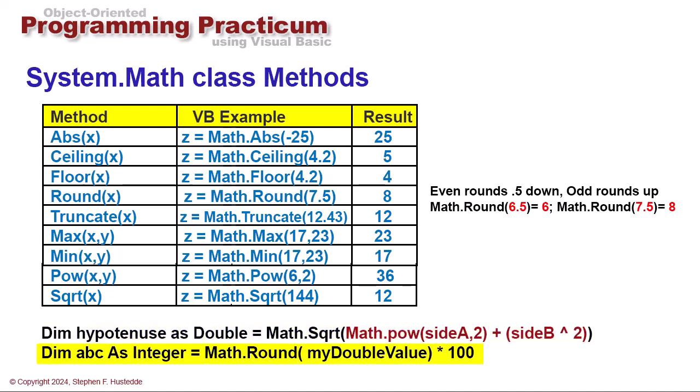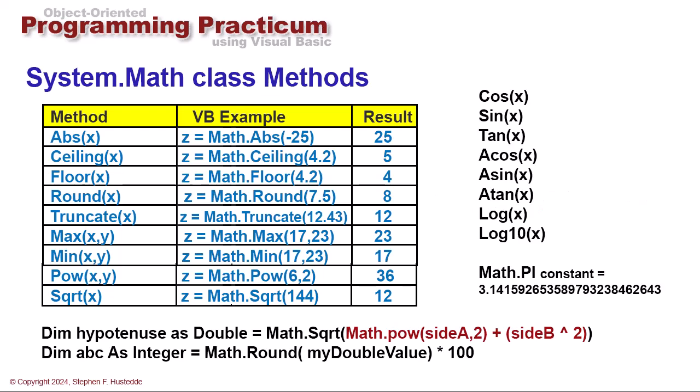Dim abc As Integer equals Math.Round. Here we can take a double value, get rid of the decimal portion of it, and here I'm multiplying it by 100. So we can use these inside expressions. Now there are other methods besides these in the Math class. These are the ones that we might use in this course using just basic math operations.